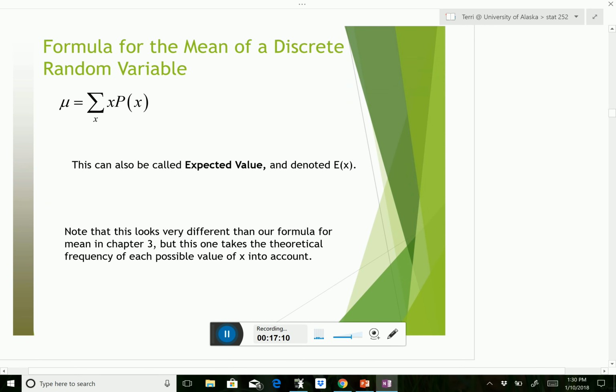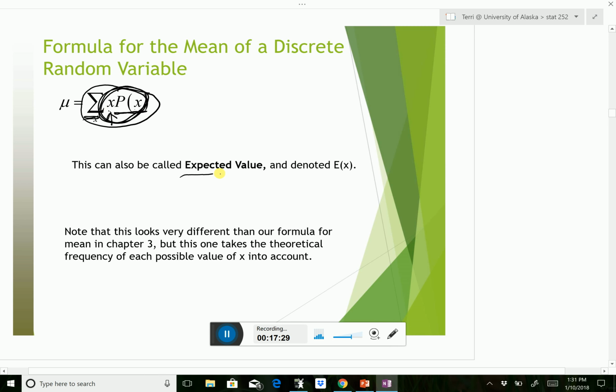So this brings me to the formula for the mean of the discrete random variable. All you have to do is take each value of x times its probability and then add it all up. Now remember, order of operations means you have to do this part first before you do the addition. So you take each value, multiply by its probability, and take the sum.